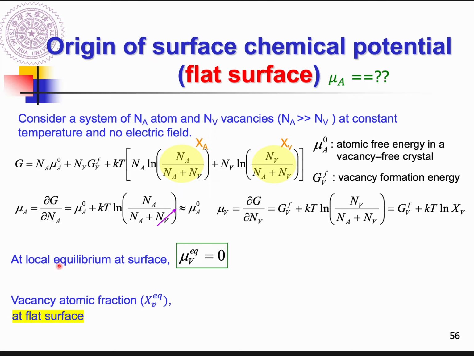And next, I'm going to give you a very important assumption. Here we assume it is at the local equilibrium condition on the surface. So under this situation, we assume the mu V at the equilibrium conditions equals 0. So based on this, you got the equilibrium condition, you got the 0 here.